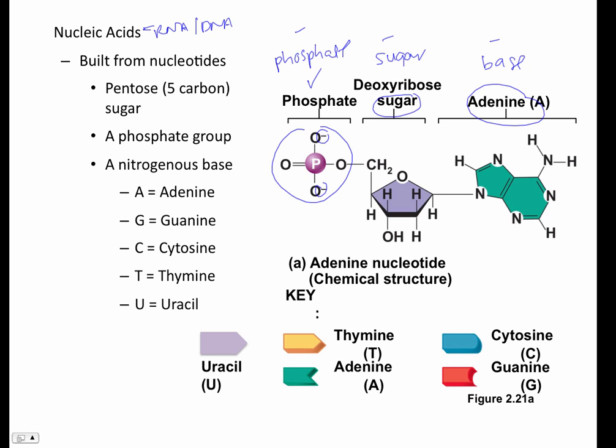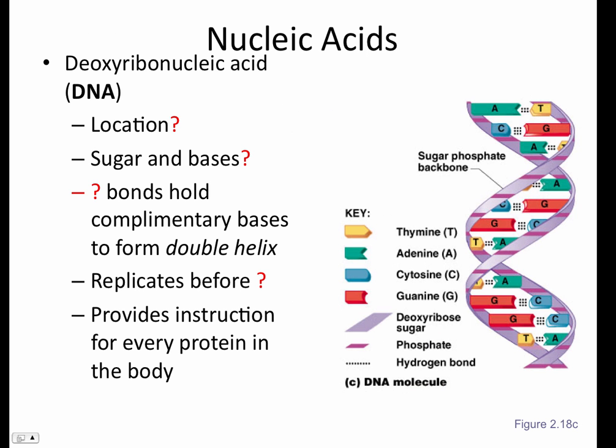Now, what's going to differ is going to be the sugar. So DNA is going to have deoxyribose sugar. RNA is going to have the ribose sugar. And another thing that's going to differ are these bases. And these bases, in DNA, you're going to have cytosine, guanine, adenine, and thymine. And then in RNA, you're going to have uracil, adenine, cytosine, and guanine. And we'll write that down in a little bit.